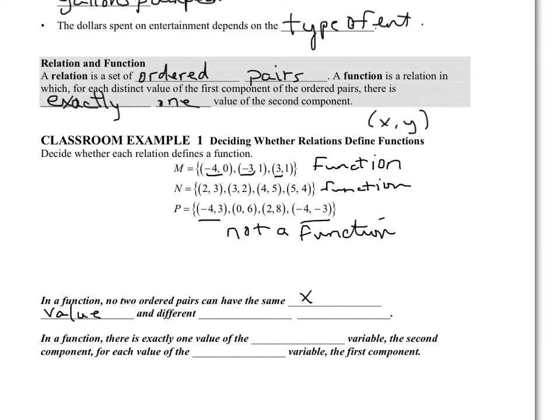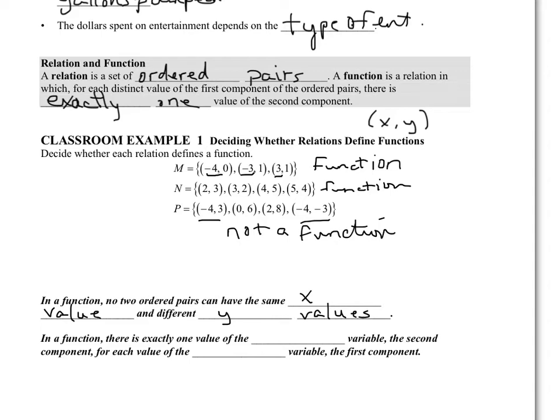No two ordered pairs can have the same x value and different y values. Very important. Check your x values. As long as they're all different, you've got a function. If they are repeated, you won't have a function.